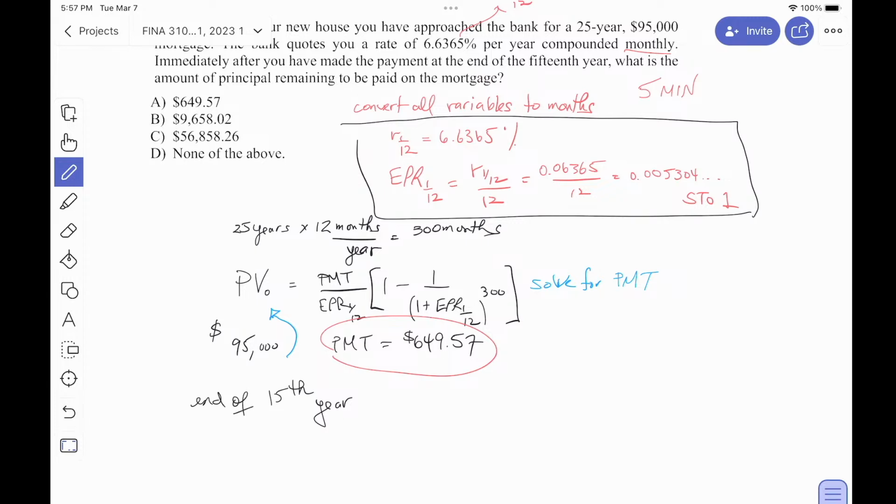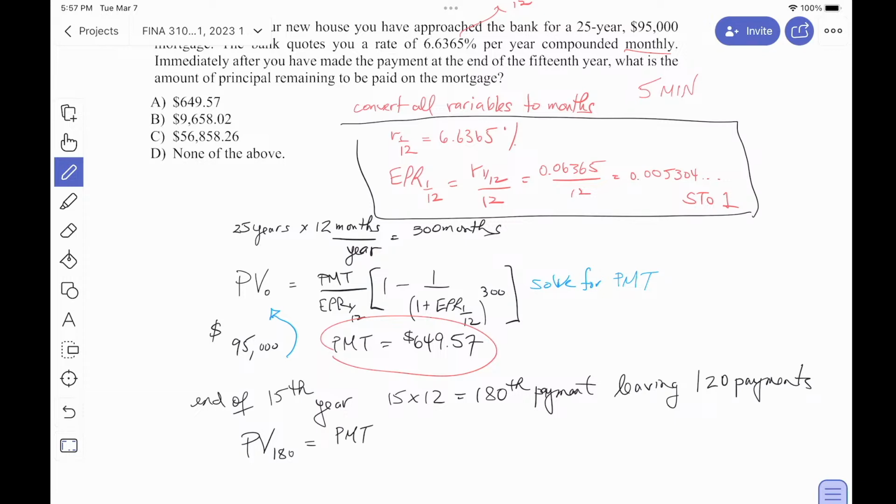The end of the 15th year is the 180th payment, leaving 120 payments out of 300. So what we want to find out is the present value at one period before the next payment, one period after the 180th payment. So the 180th payment, or the end of the 15th year, is one period before the subsequent payment following the payment at the 180th month. All right, so that's a lot to say, just what I'm going to write.